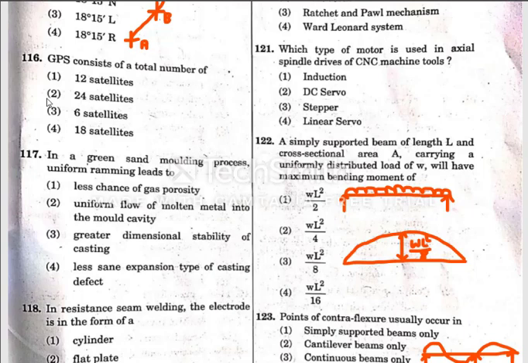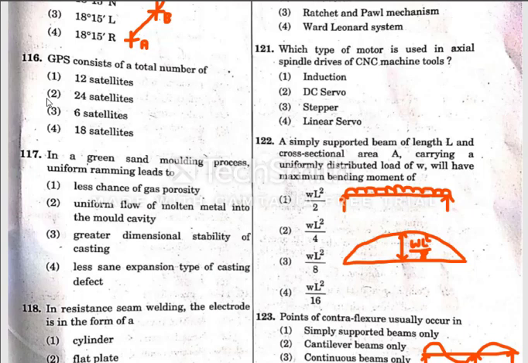And the next question, in resistance seam welding, the electrode is in the form of a circular disc. So option 4 is the correct answer for this question. And the next question, a good cutting fluid should have a high specific heat. So option 2 is the correct answer for this question.